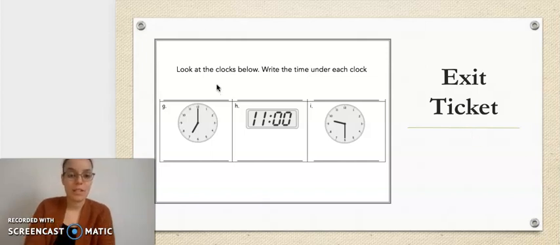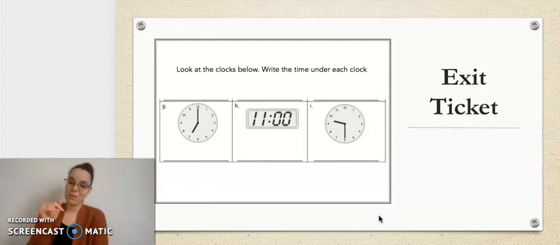All right? Look at the clocks below. Write the time under each clock. Remember, you don't have to draw the pictures of the clock for this one. You just need to write the time. You're going to write the letter G and write what time that clock says. H, write in words what time that clock says. I, write what time that clock says. You got it? Don't forget to send your pictures to your teachers.